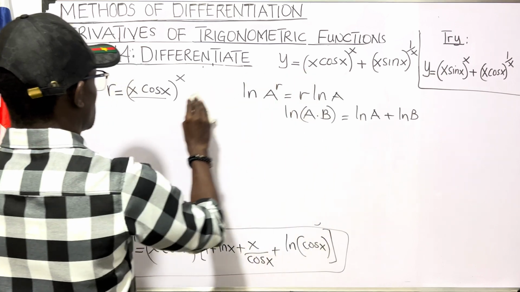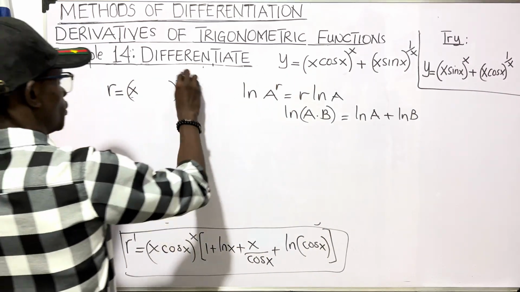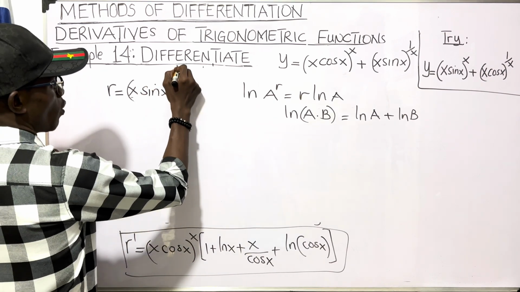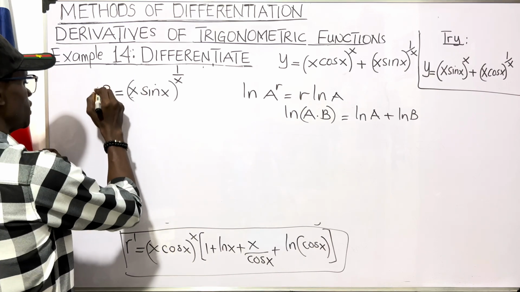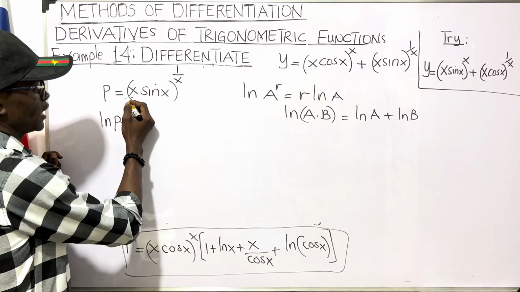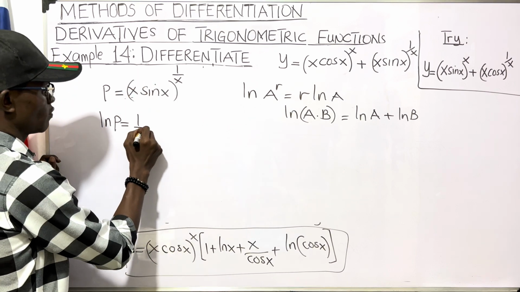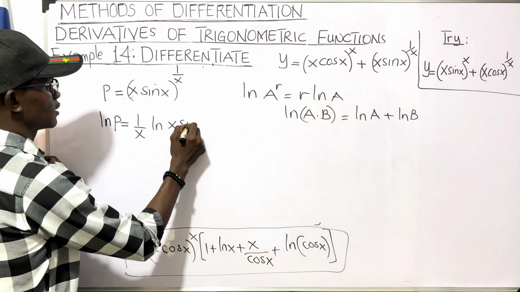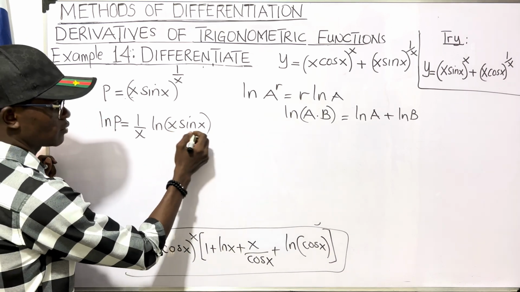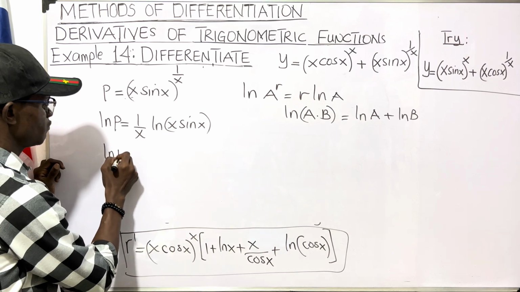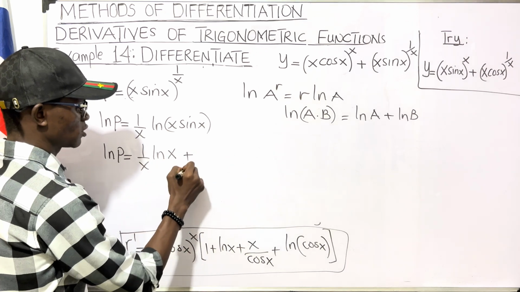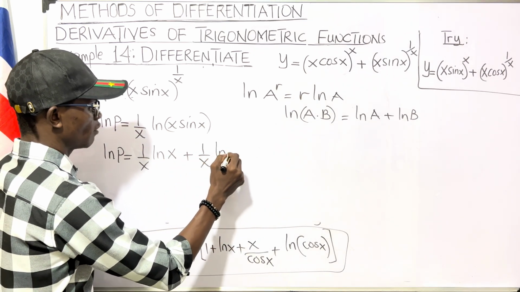So the next one is x sine x raised to the power 1 over x. Let's replace this with some p. Then we differentiate. We have the ln of p equals the ln of this expression. This power drops, so 1 over x times the ln of x sine x. Like we did previously, we can separate these two. So we have the ln of p equals 1 over x times the ln of x plus 1 over x times the ln of sine x.